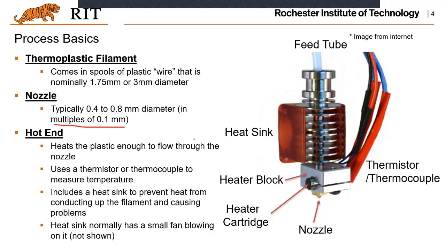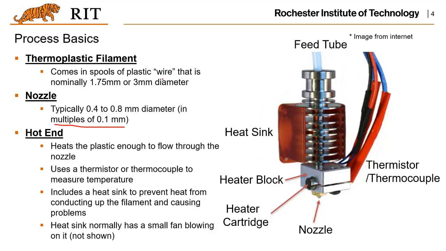For example, there could be a question asking you, okay, can we have a 0.45 millimeter diameter for a nozzle? From this, you should be able to answer, okay, that's not possible, right?